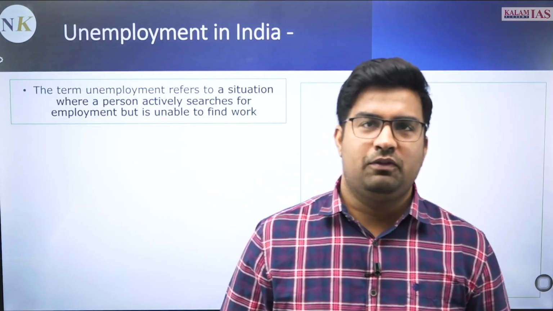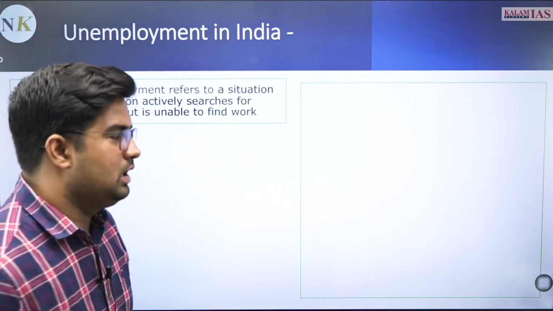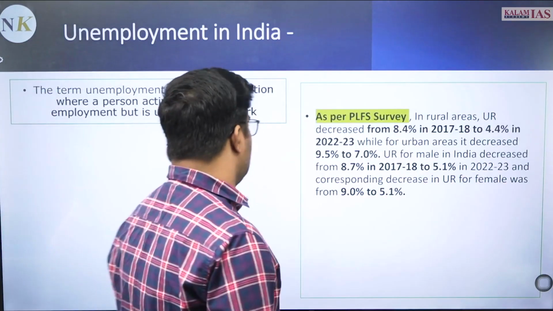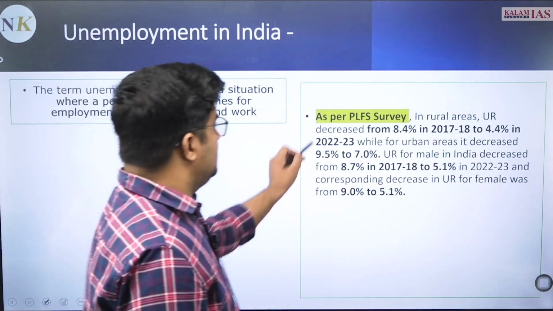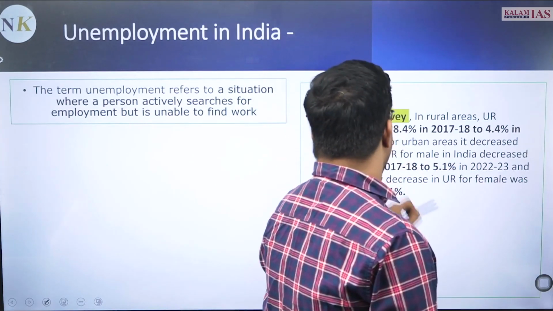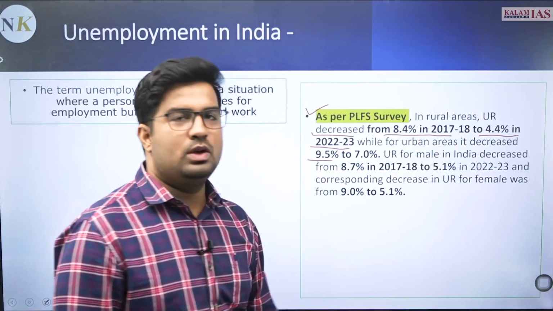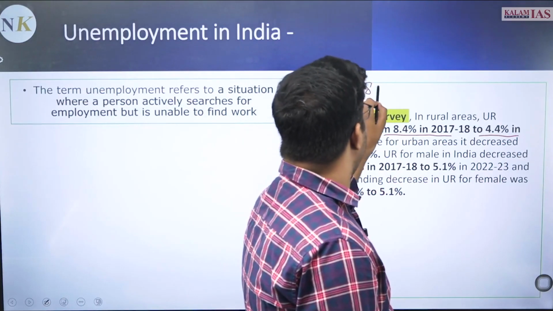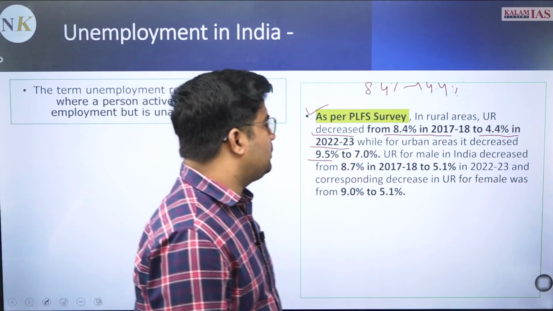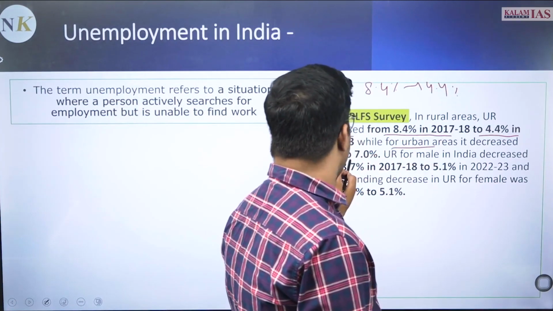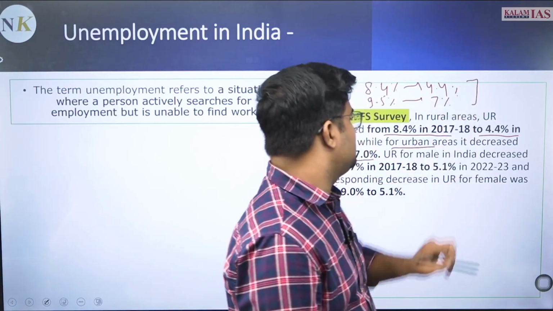Now furthermore, there are certain surveys which show what the unemployment rate currently is in India. One survey from PLFS, the recent survey which has come and was largely in the news: in the rural areas, the unemployment rate has decreased from 8.4% in 2017-18 to 4.4% in 2022-23. And in the urban areas the unemployment rate has decreased from 9.5%, which was very high, to 7%.